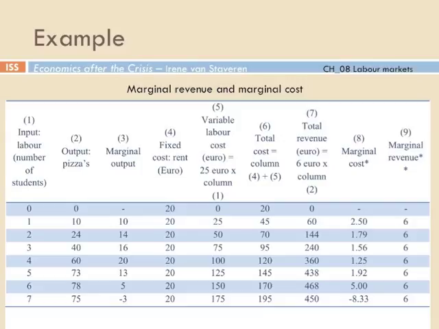Now, you will also remember that profit maximization is that point where marginal cost equals marginal revenue. So this is when you hire more or less 6 students. The marginal cost will be €5 and the marginal revenue will be €6.